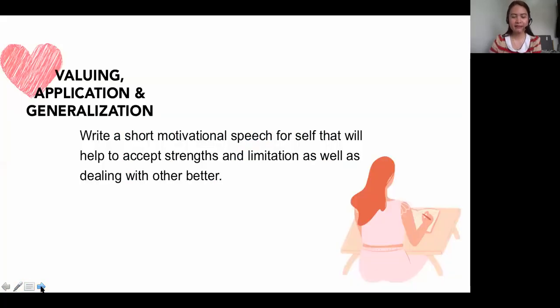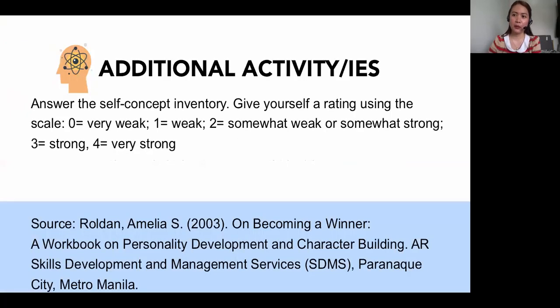For valuing, write a short motivational speech for yourself that will help you accept strengths and limitations as well as dealing with others better. For our additional activity, I want you to answer the self-concept inventory. Give yourself a rating using a scale: 0, very weak; 1, weak; 2, somewhat weak or somewhat strong; 3, strong; 4, very strong. Source: Roland Amelia S., On Becoming a Winner, a workbook on personality development and character building, skills development, and manager services.